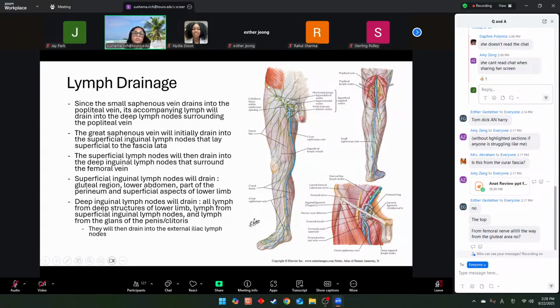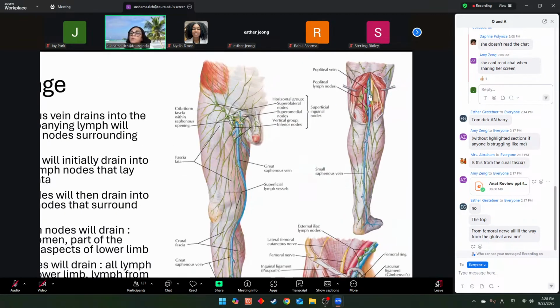all of that will drain into the popliteal lymph nodes. They travel alongside the small saphenous vein and they will ultimately drain into group of lymph nodes that you see here called popliteal lymph nodes. So these little guys are popliteal lymph nodes. This here is the pop fossa. That's the popliteal vein. That's the popliteal artery found deep in the pop fossa.